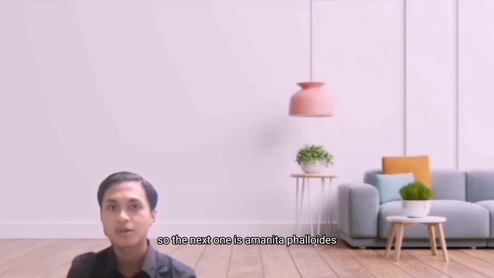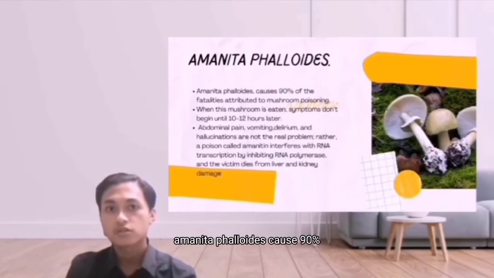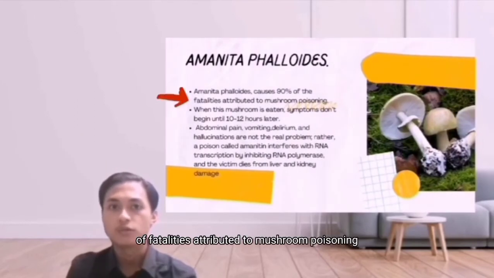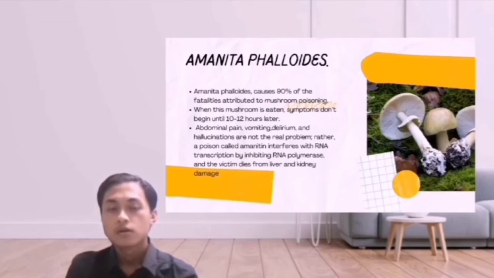So the next one is Amanita phalloides. Amanita phalloides causes 90% of fatalities from mushroom poisoning. It contains a poison called amanitins, which inhibits RNA polymerase. This will cause the victim to die due to liver and kidney damage.